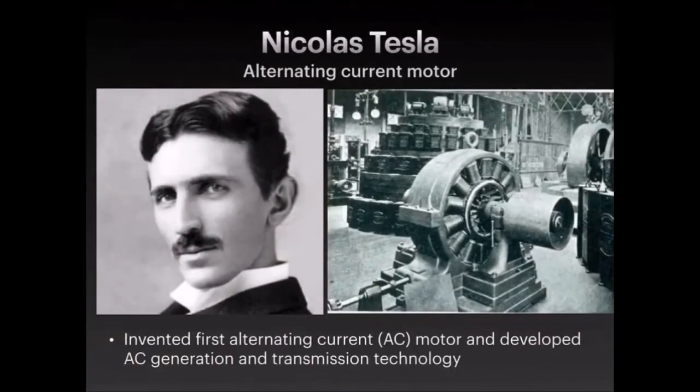After Michael Faraday's experiments, Serbian-American engineer and physicist Nikola Tesla made dozens of breakthroughs in the production, transmission, and application of electric field. He invented the first alternating current motor and developed AC generation and transmission technology. You can see how the first alternating current motor looks.